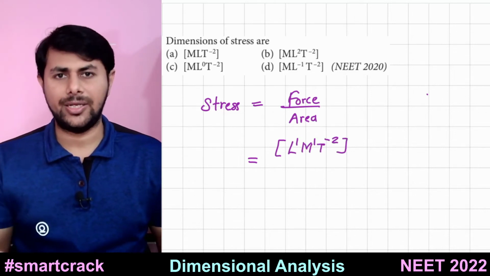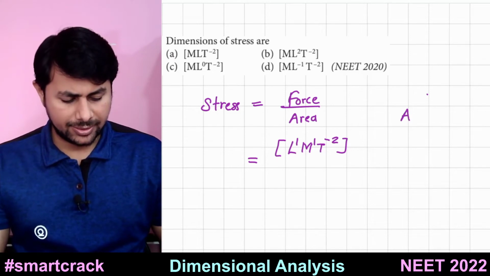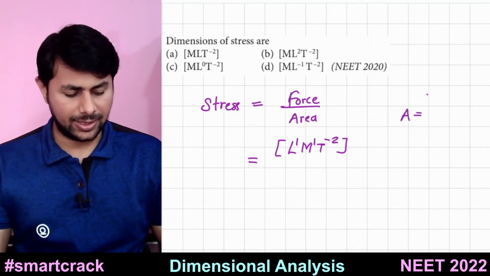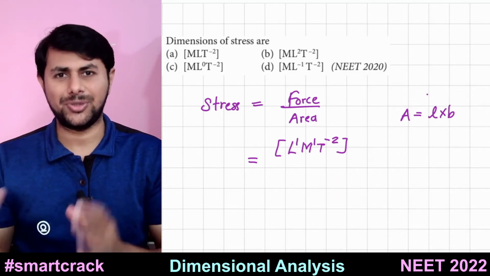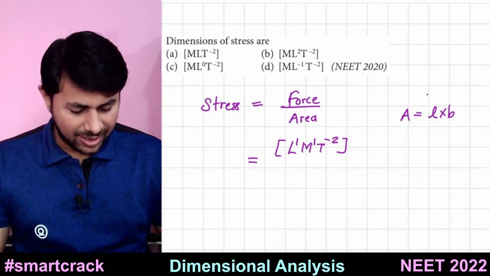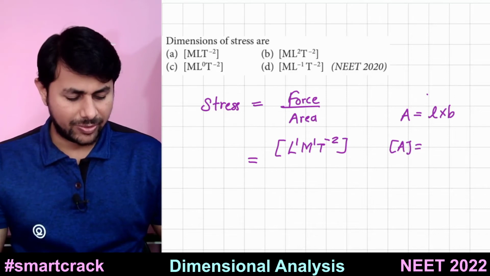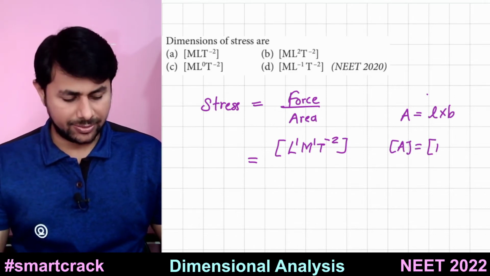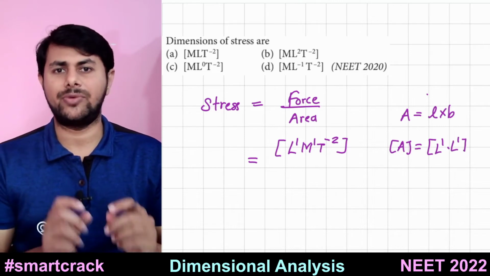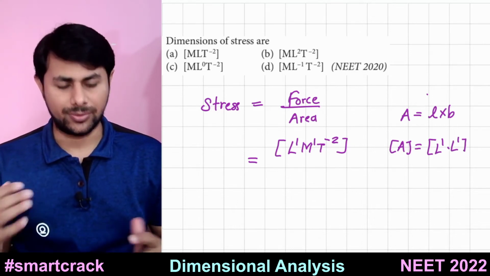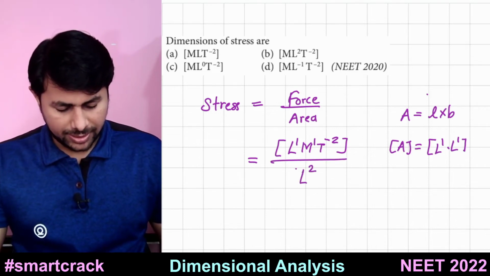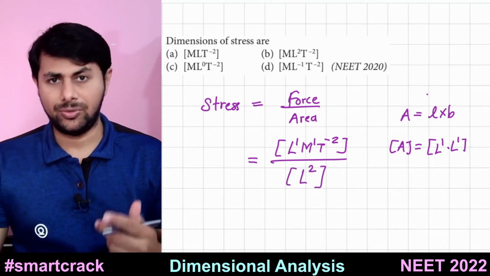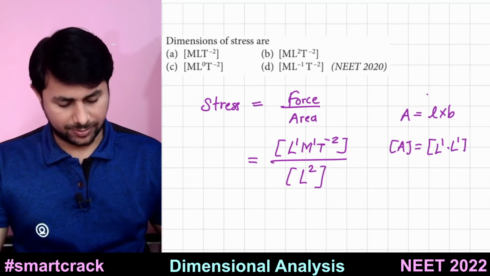And dimensions of area. What is area? Let's suppose area of a rectangle, it is length times breadth. Length is also length, breadth is also length, and that's why dimensions of A are L raised to 1 into L raised to 1. So that is L raised to 1 plus 1, so it's L raised to 2. In denominator we have L raised to 2. If we take that in the numerator, we get L raised to minus 2.